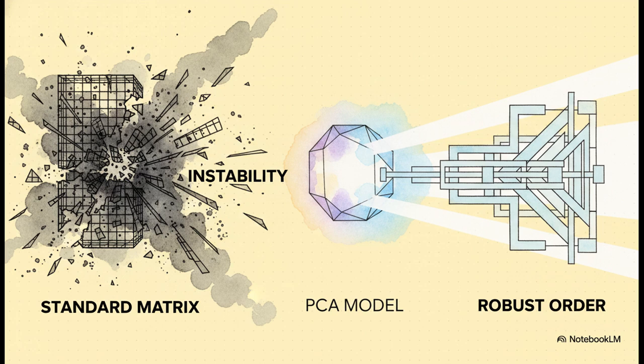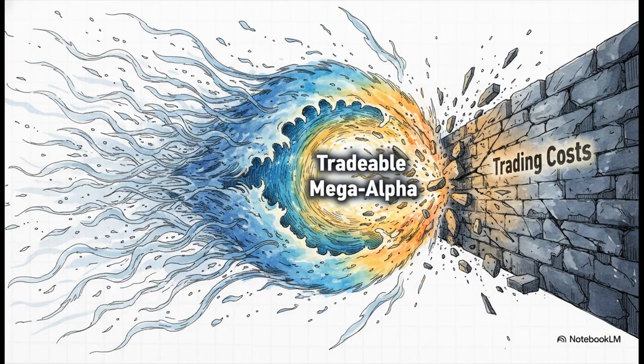To fix this, quants bring in a statistical PCA-based covariance model. Principal component analysis cuts right through that noise. It resolves the mathematical instability, and it allows us to safely and robustly combine hundreds of separate signals into one massive functional matrix. And the end result is what we call the tradable mega alpha.